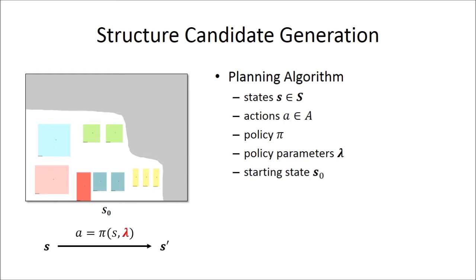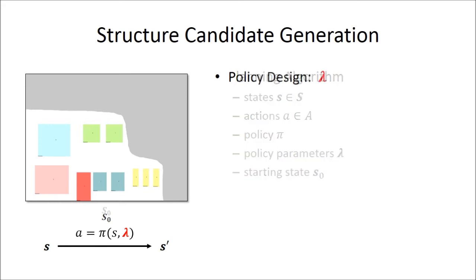Our method is to design a probabilistic policy that can be configured by a parameter vector lambda. To keep the algorithm simple, we only consider actions that add one facade element to the current layout. A policy has a set of parameters and it generates an action based on the following steps.